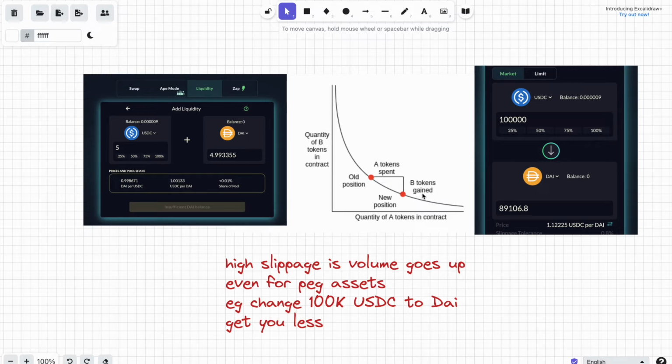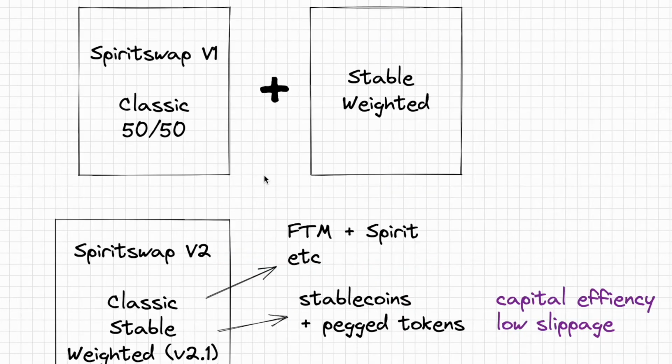This is alright for most pairs, but when it comes to highly correlated tokens like USDC and DAI, the formula will not work well. Because when the order volume is big, you can see that the slippage becomes very high. But why should it be? Because technically you should be able to get back 1 USDC for 1 DAI. So in V2, Spiritswap added a modified version of Solidly.